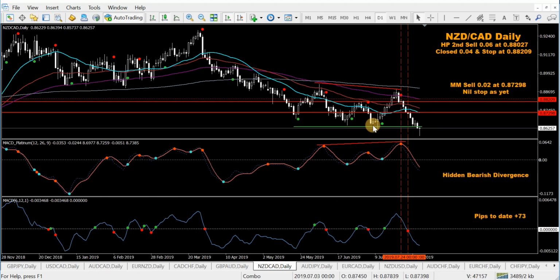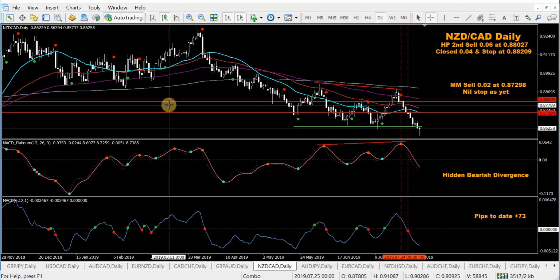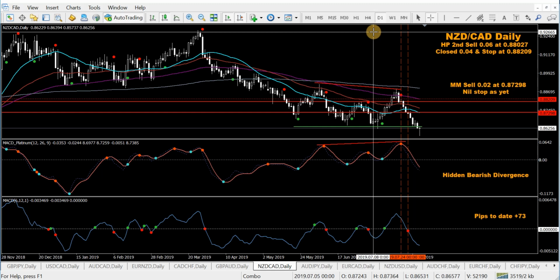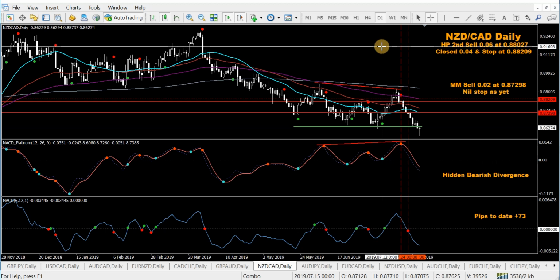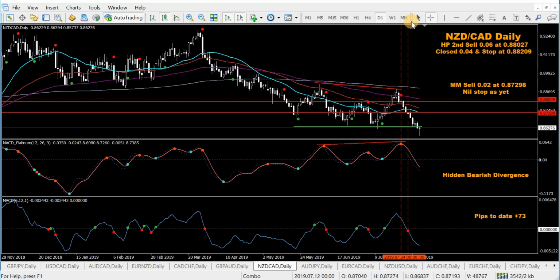New Zealand CAD. We're in a HP again. This is one that would have been. Let's have a look. Oh, this platform is doing my head in. All right, we would have taken a sell there. Not sure why, but I did. Hedge buy on that one, and I've lost them. Then that second sell.